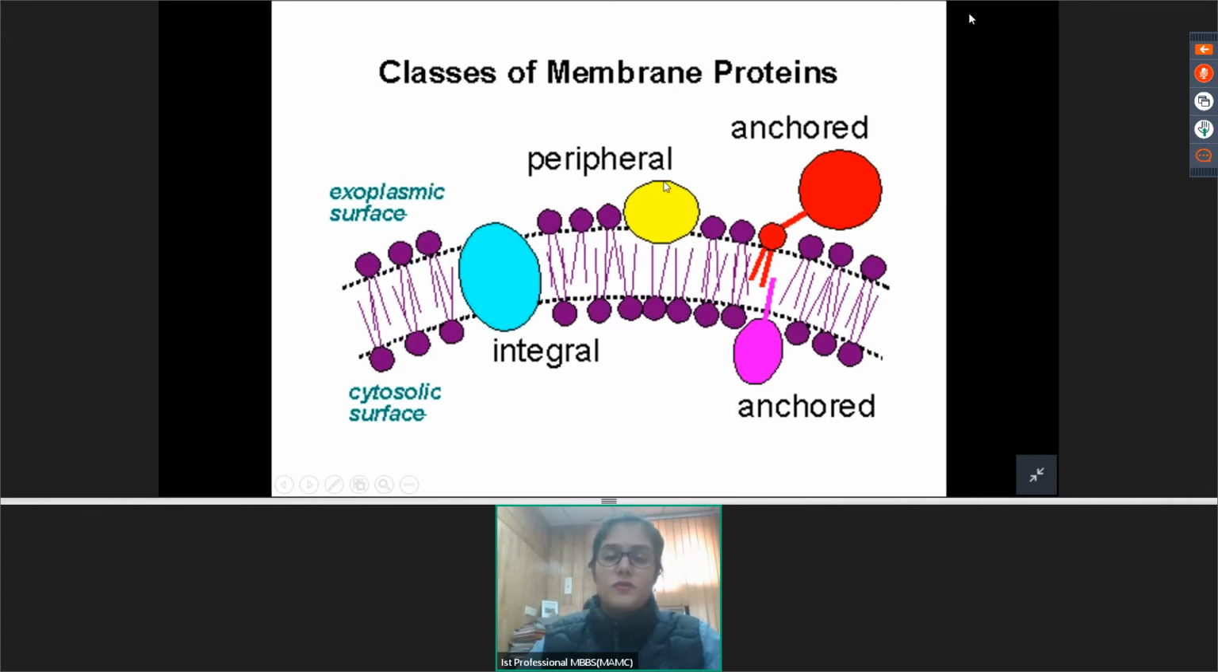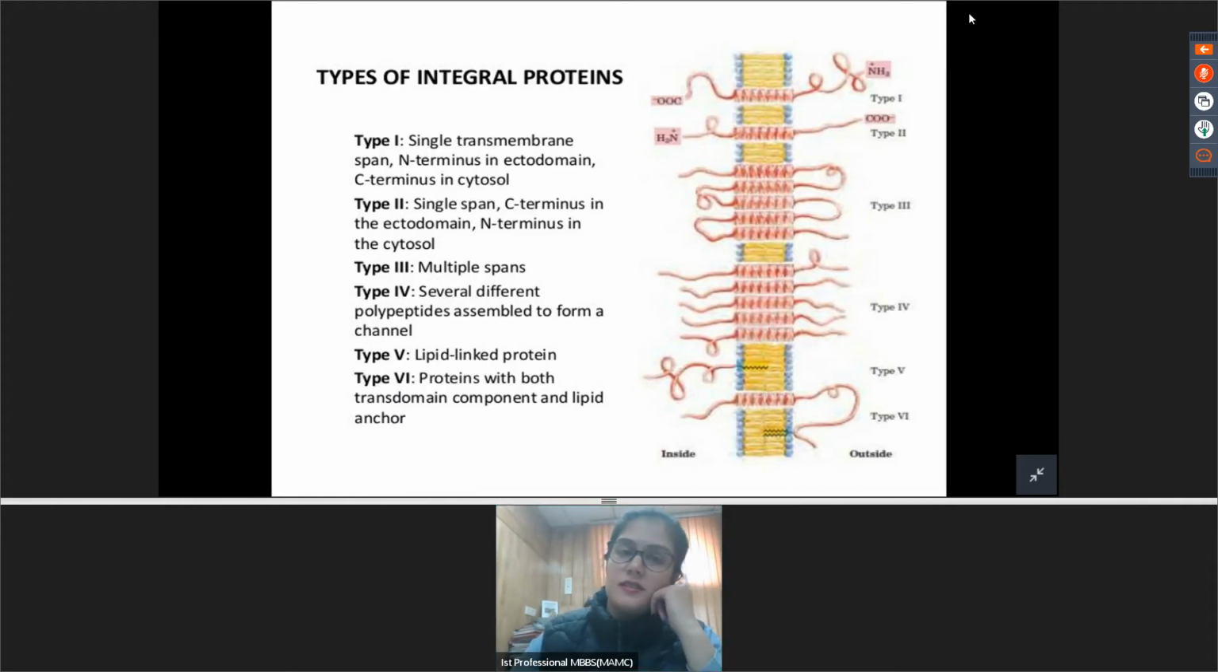And this is a peripheral protein. You can see that it does not have any anchor. It is not transmembrane, and it can be dissociated easily. This again shows the different types of integral proteins.